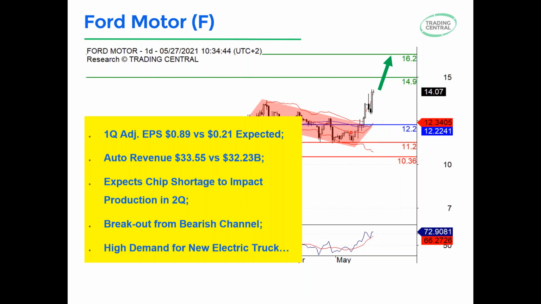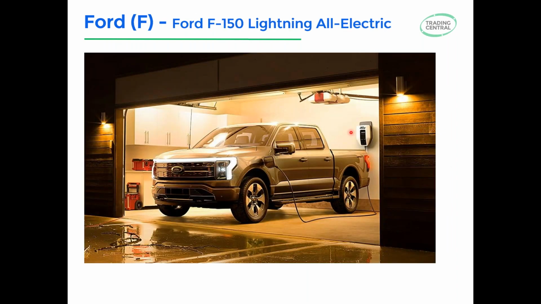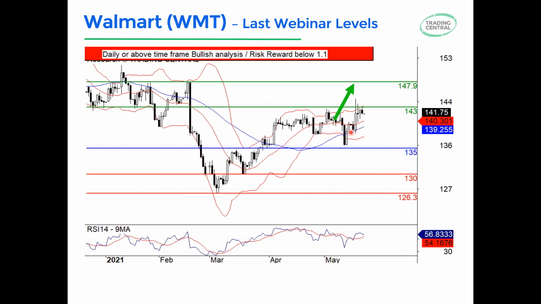Just one or two weeks ago, it announced a new type of truck. Have you heard about this? The Ford F-150 Lightning, all-electric. Within 48 hours of sales opening, they received over 40,000 orders for this one. So amazing. Maybe I should not show this picture for too long, otherwise people will say I'm advertising. So this is a reminder of why Ford Motor is doing so well.